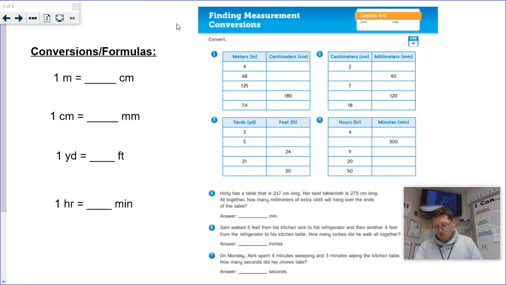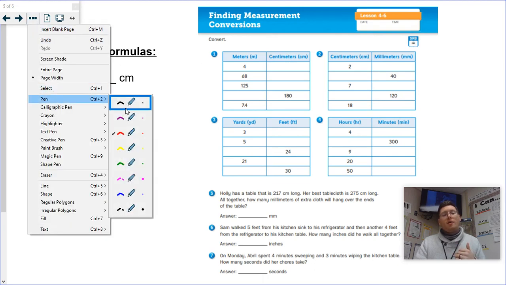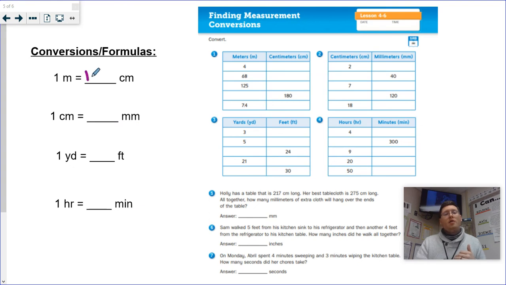Then on page 122, you have conversion charts. So we have to know what our formulas are for our conversion charts. The first one is meters and centimeters. Well, I know that in 1 meter, there are 100 centimeters. 100 centimeters in 1 meter. So I need to answer that. If I have 4 meters, that's 400 centimeters, because 100 times 4 equals 400. So you're going to do that for number 1.